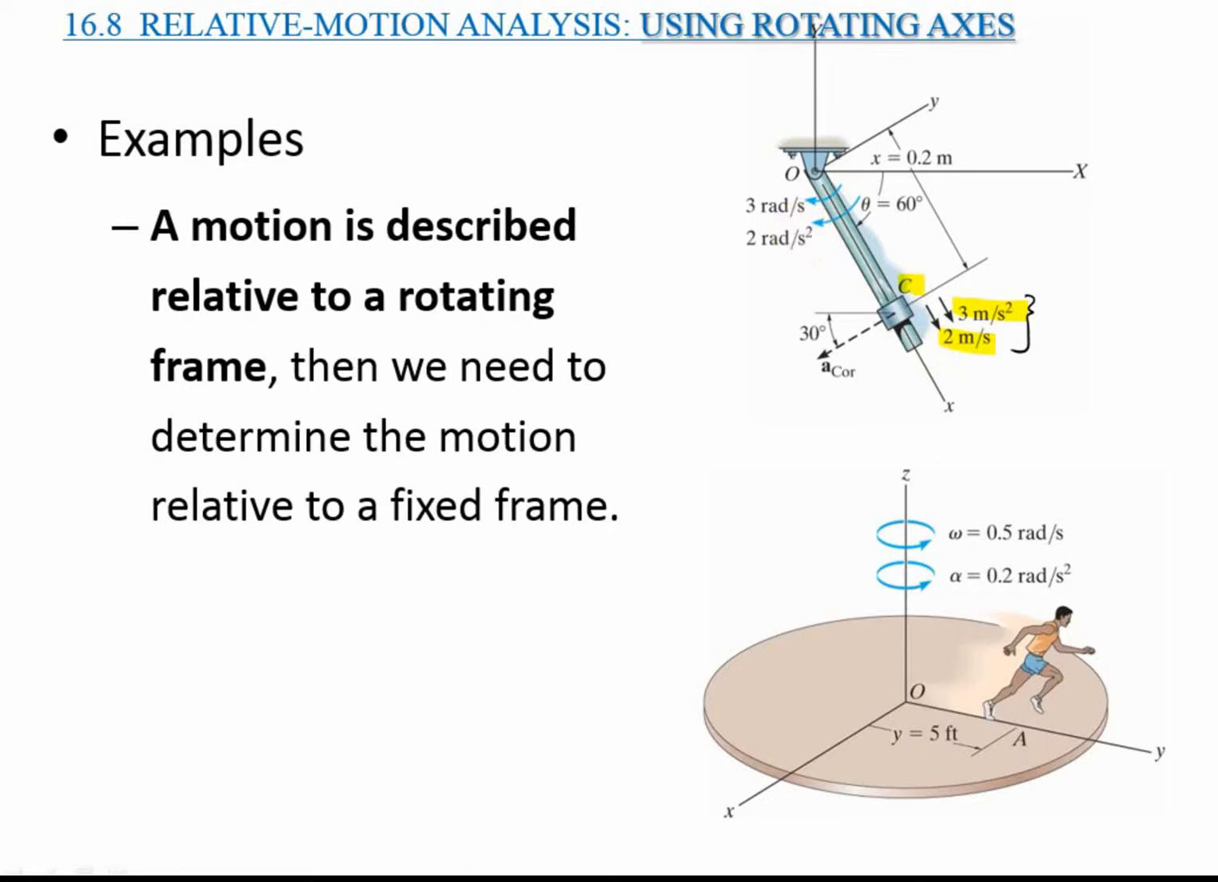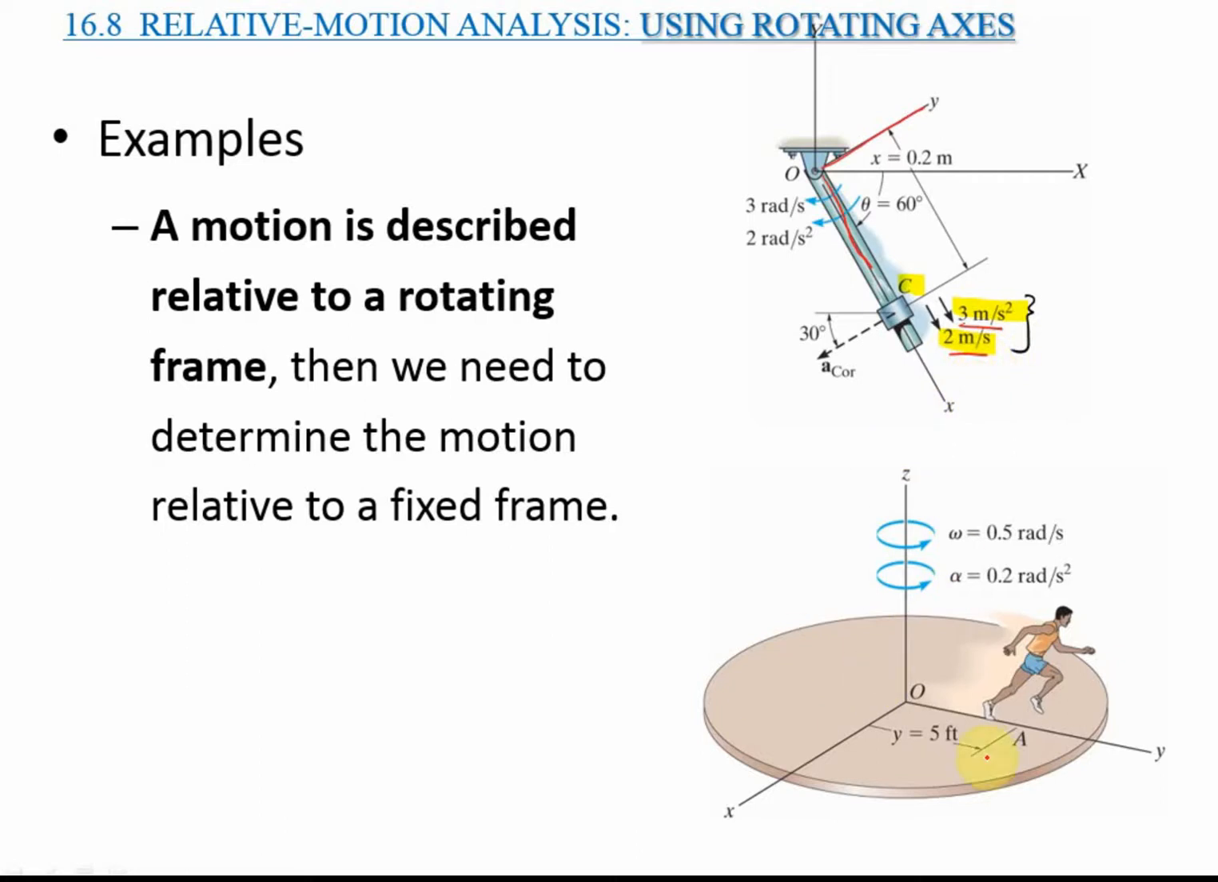So what is the rotating frame? The rotating frame is this y and this x. Just imagine that you attach this local frame onto this rod, and this local frame is rotating along with this rod, and then this motion, acceleration and velocity is described relative to the rotating frame. That's why this is relative velocity and relative acceleration.